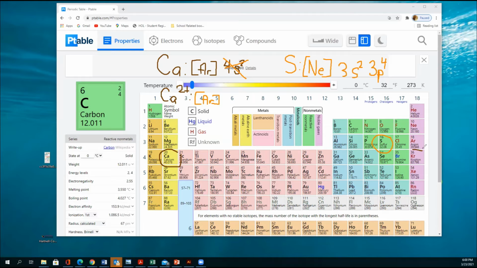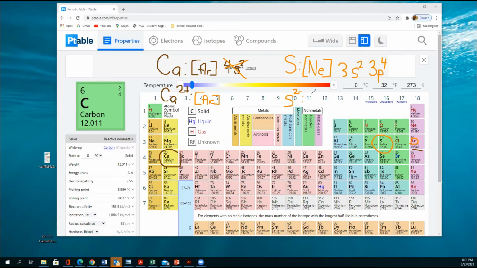If it wants to be like argon, what does it need to do? Does it need to lose electrons? No, actually it doesn't. It's on the same level, so it needs to gain. How many does it need to gain? 2. So it'll be 2 minus.